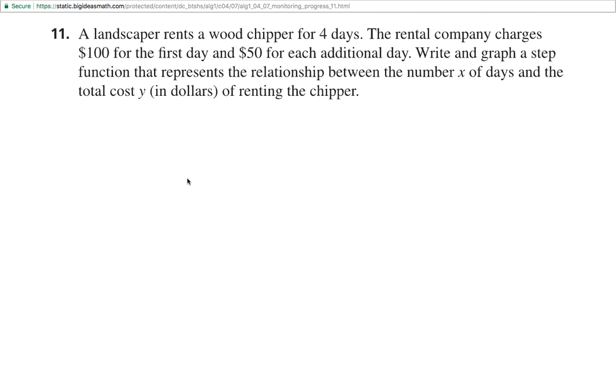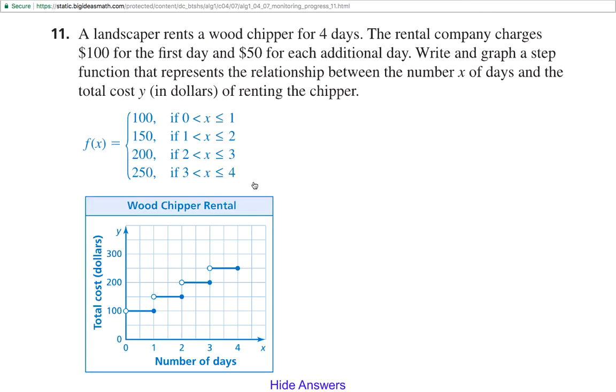The answer is, okay. Notice that the rental company charges $100 for the first day. Hence, for the first day, it's $100, starting at 0, going through 1, maximum 1 day. Once you hit above 1 day, you jump up to the next one for an additional $50. Hence, the total is 150 and such and such and such.